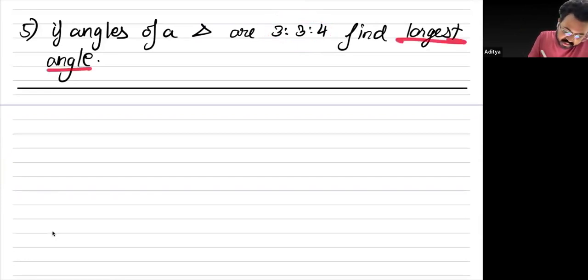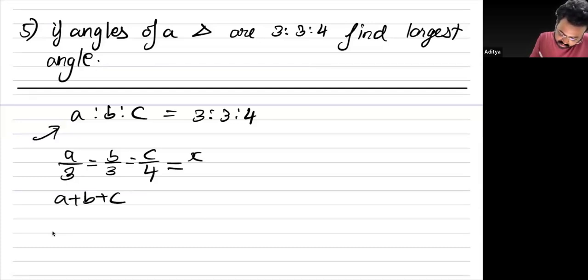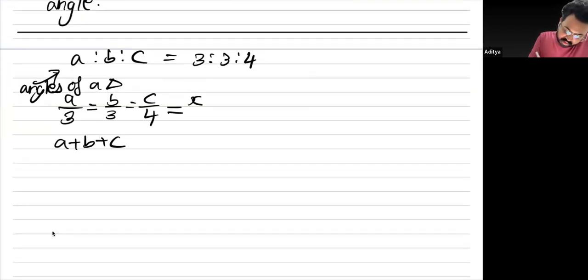If you want to find the largest angle, you know that A is to B is to C is given as 3:3:4. Again, this can also be written as A upon 3 equal to B upon 3 equal to C upon 4. You can assume this is equal to some quantity x. A plus B plus C, these are the angles of a triangle. A plus B plus C is 180 degrees because of the angle sum property.